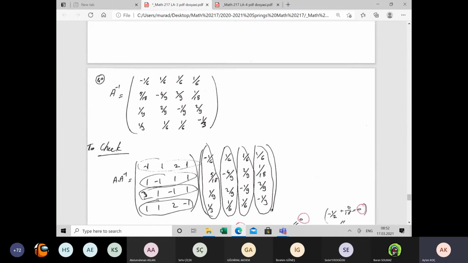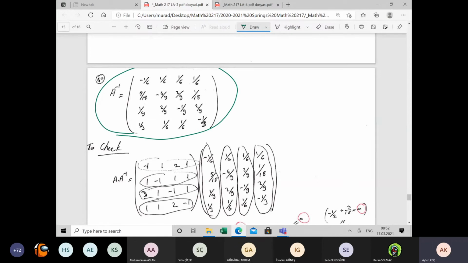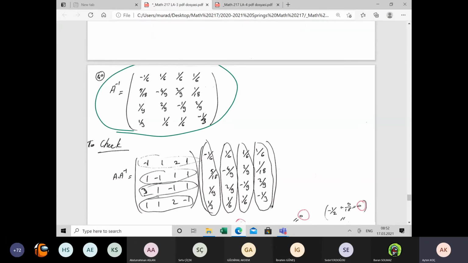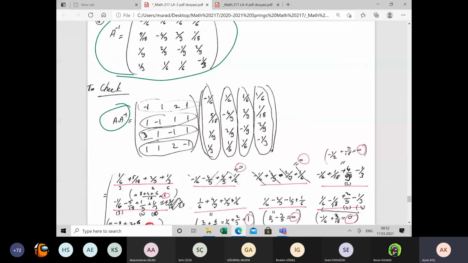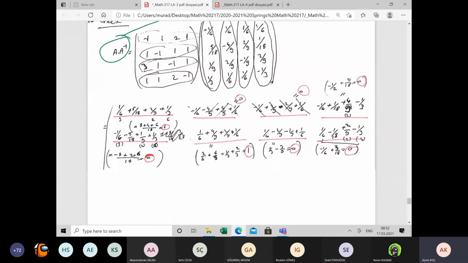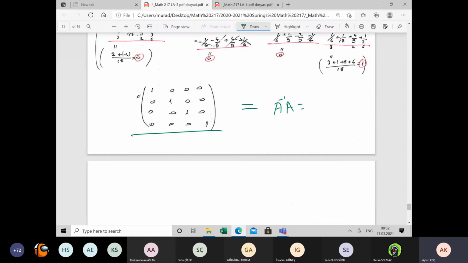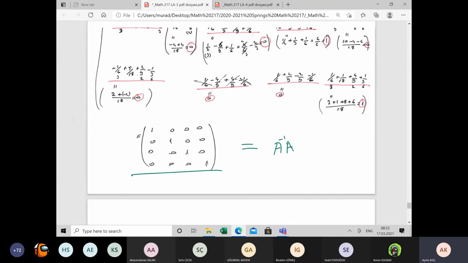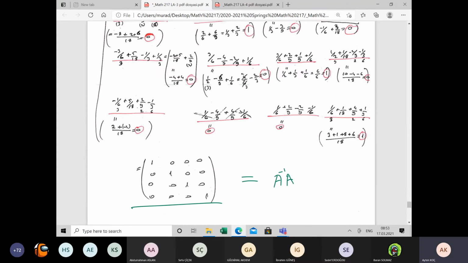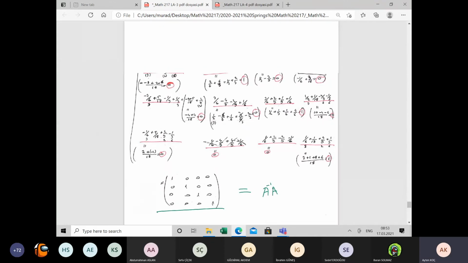But here we claim that this one is the inverse of our matrix. How to check that this is true? Compare to this product. If this product is the identity matrix, yes, it's true. And this product is this one, and it's okay. This one is our result.